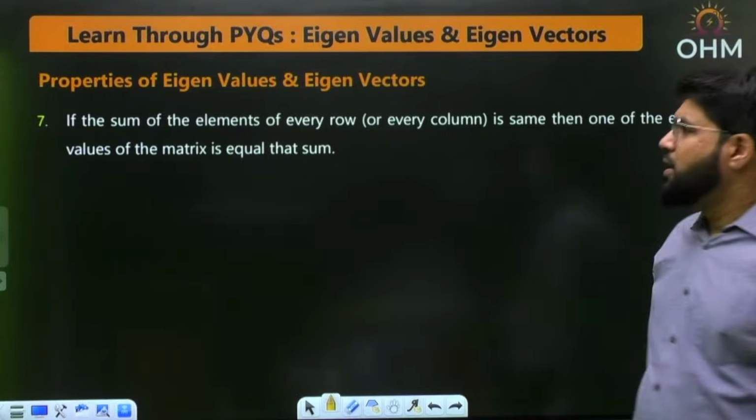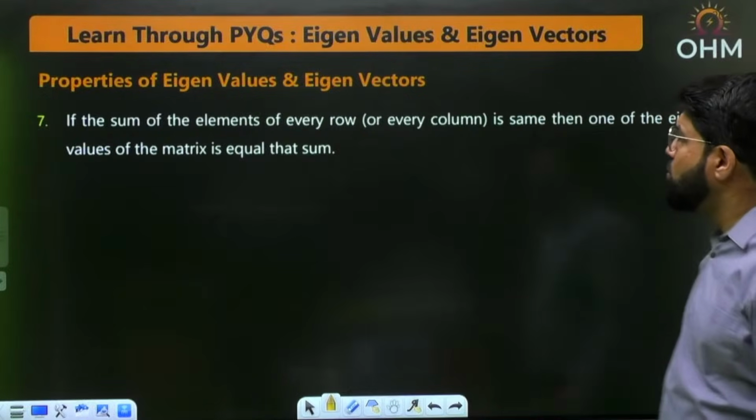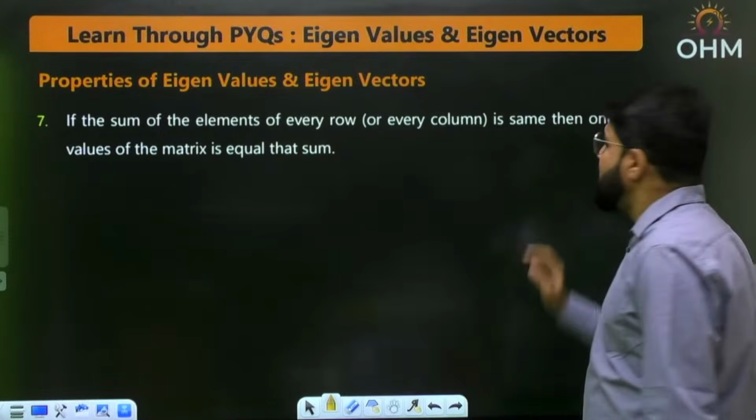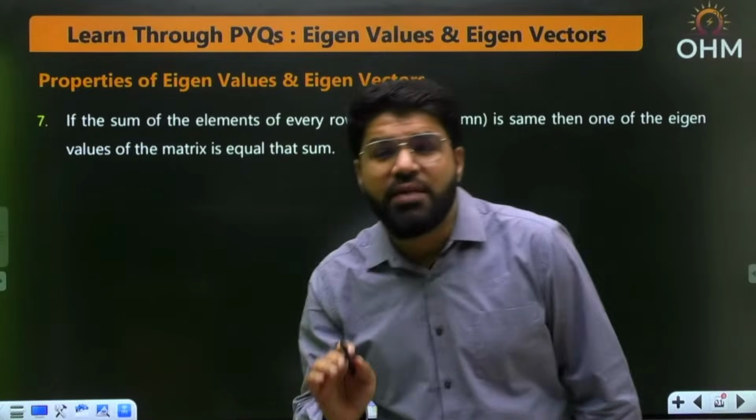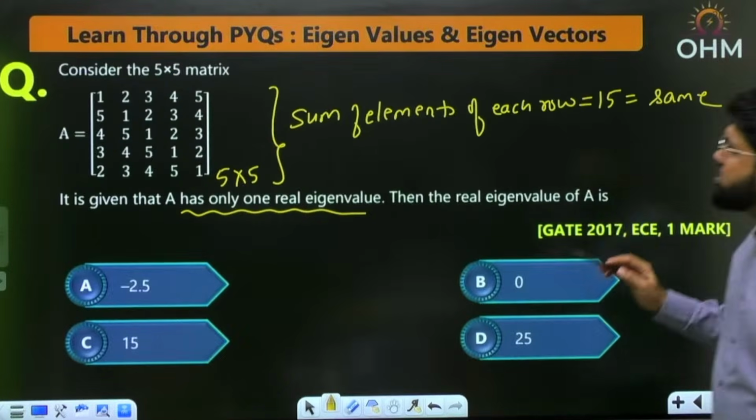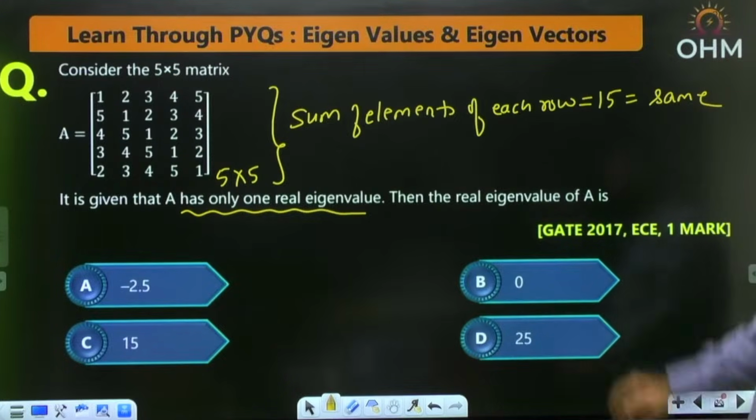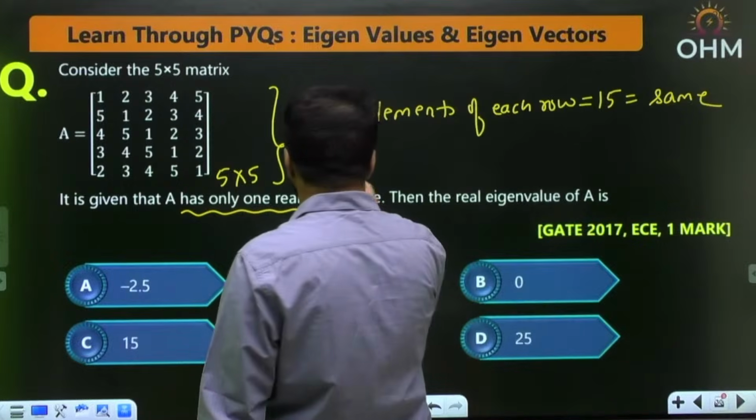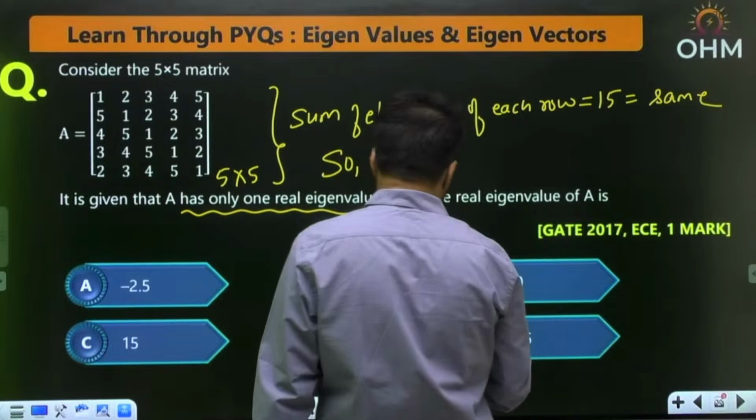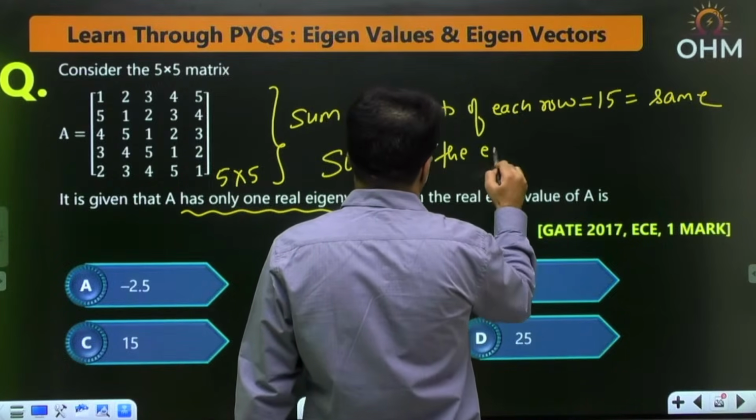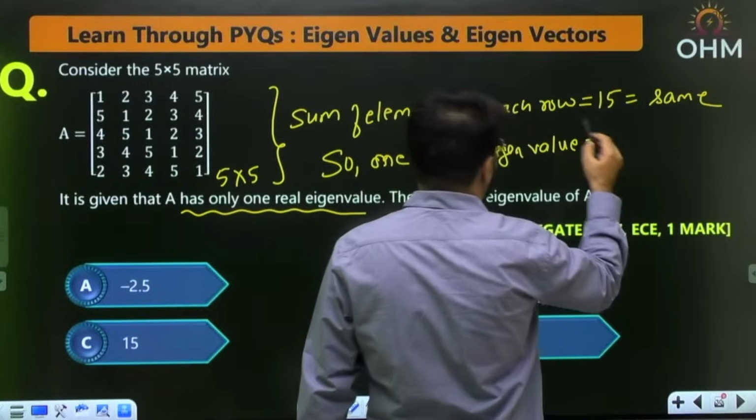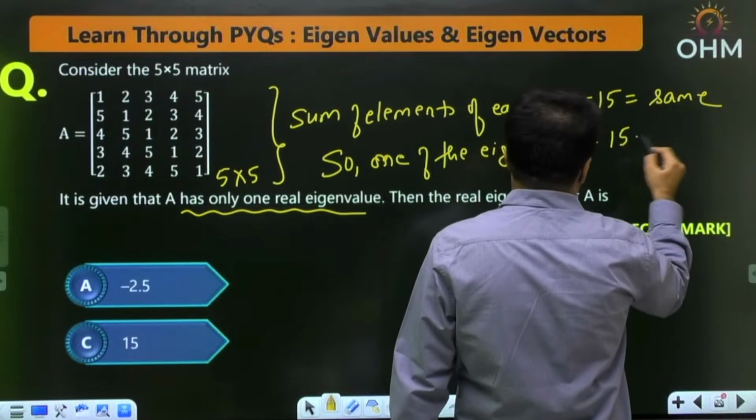Property number 7. If the sum of the elements of every row or every column is the same, then one of the eigenvalues is always equal to that sum. So I can say that one of the eigenvalues of the matrix is equal to 15, which is already real.